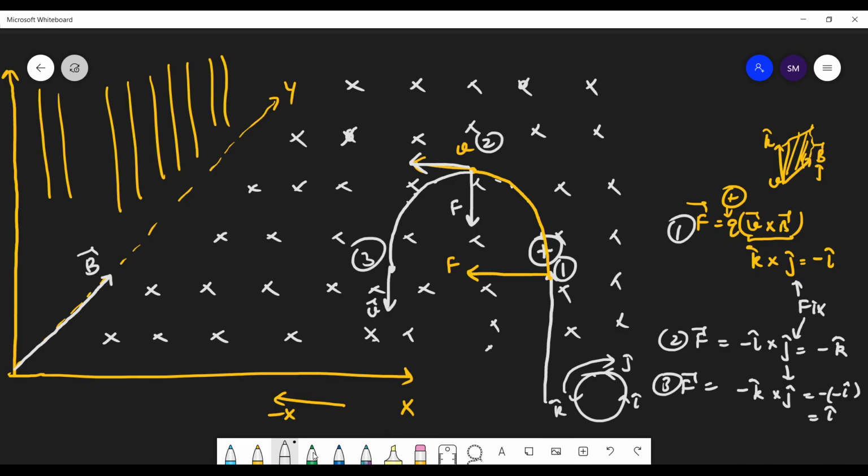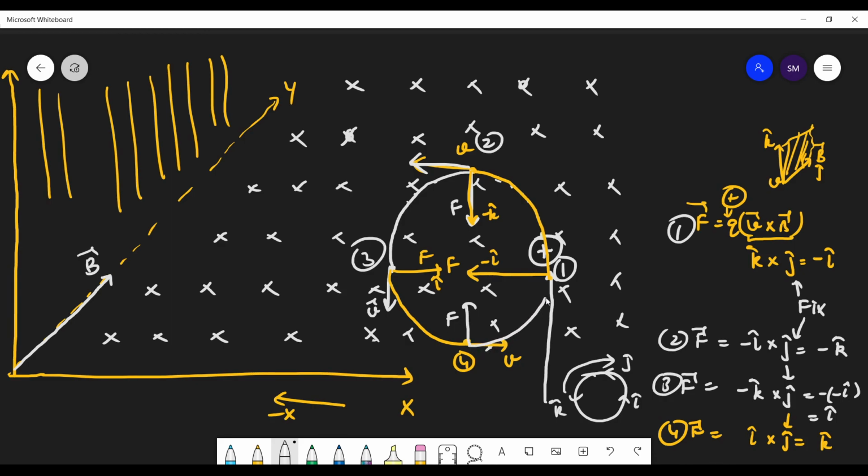So what is the direction of force here? This is the direction of force. At this point, the force was in the minus k cap direction, this was in the minus i cap direction, and this is in the i cap direction. So again it will move it like this. And what is the direction of force here at this fourth point? The direction of the magnetic field is fixed. What is the direction of velocity? That's the x-axis, you can see, that's i cap. So i cap cross j cap is k cap. So k cap is your z-axis, right? So that's the direction of force.